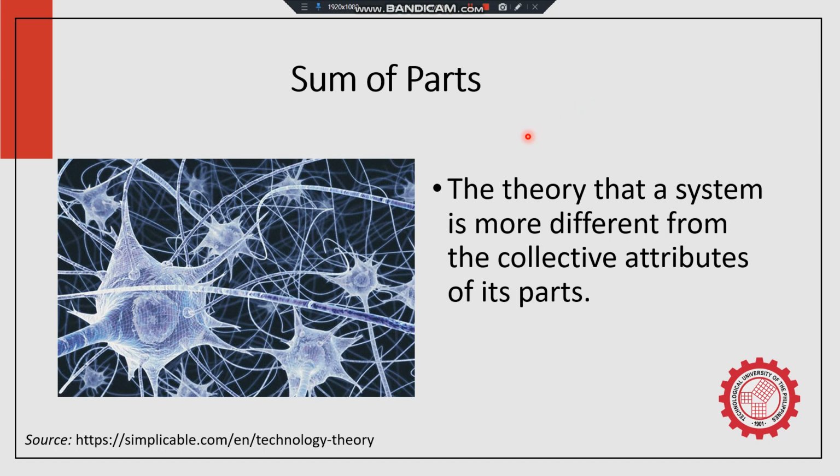Now, let us now proceed to sum of parts. This is a theory that a system is more different from the collective attributes of its parts. Okay? So, if you recall earlier, we have the other theory. It was the emergence, right? Wherein different small parts are the emergence, no?